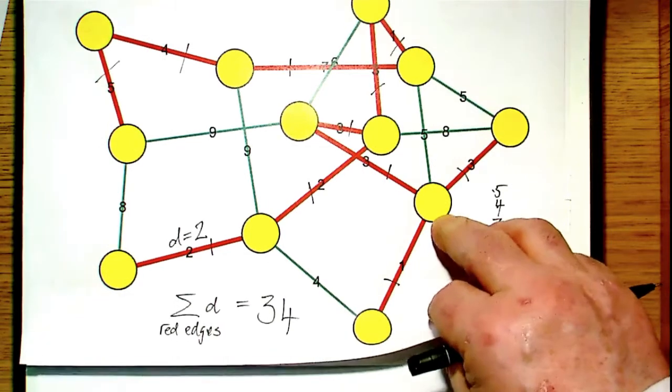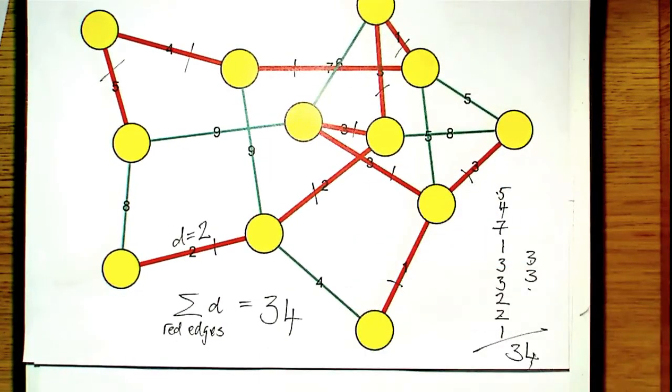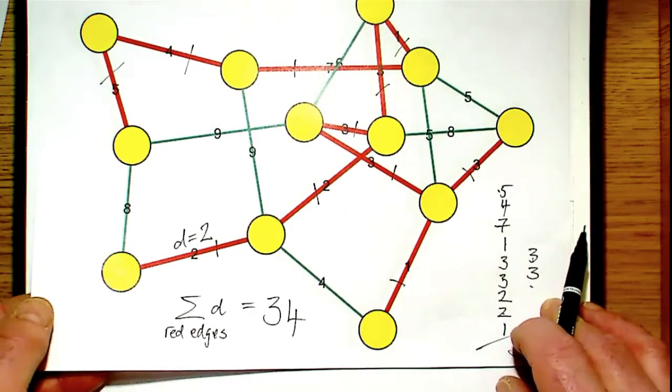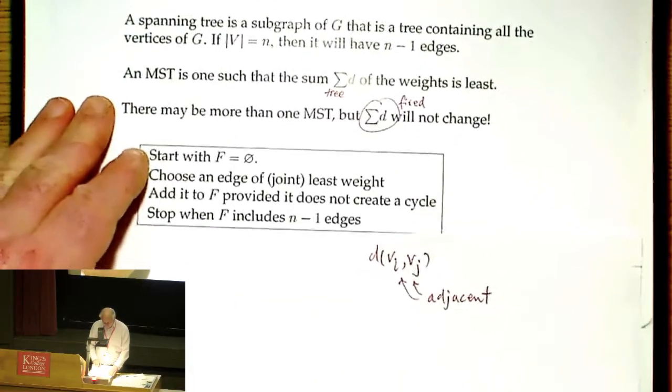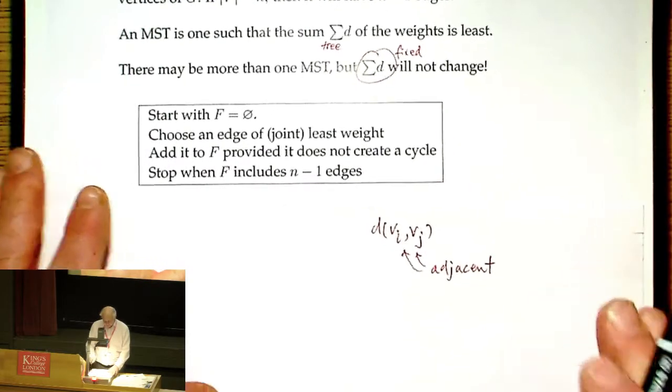So how do you get that? How did I construct this? This was constructed with Kruskal's algorithm. And it's much easier than Dijkstra's algorithm. It's completely straightforward. So let me tell you now how the algorithm works. So here's the algorithm. Very simple. It's just explained in the box.